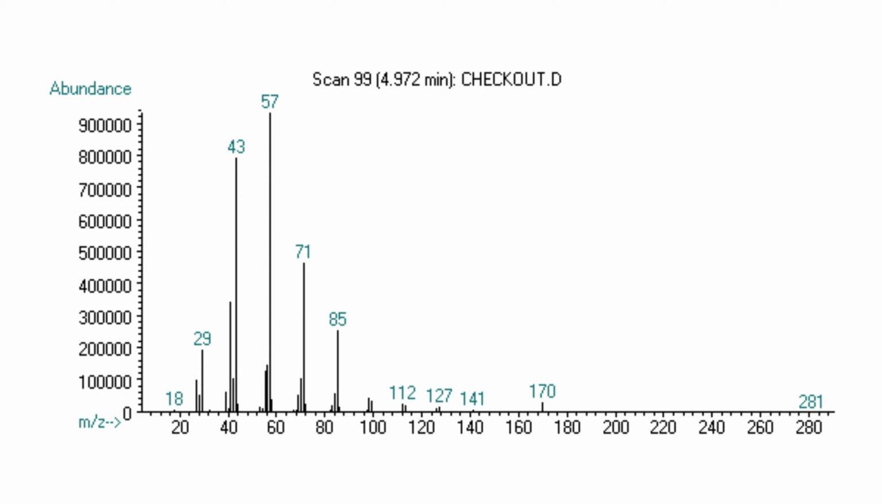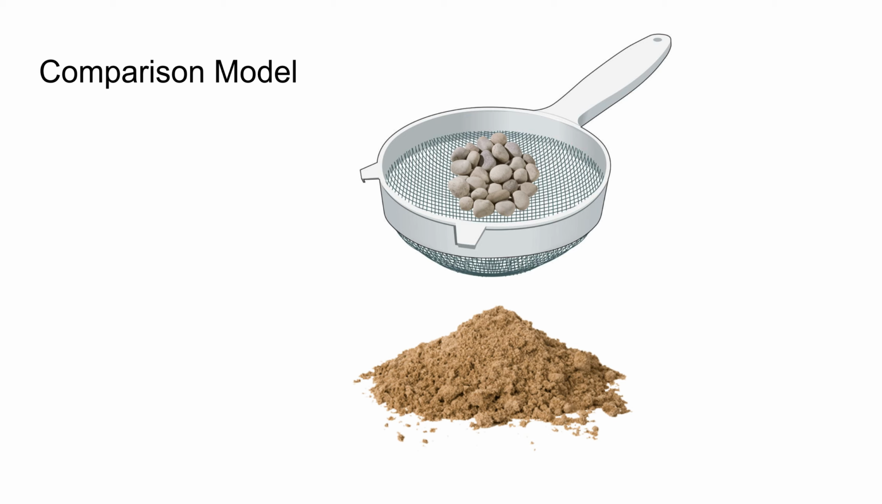And then the computer on the GCMS matches the sample's mass spectrum, which is just this graph, to other mass spectra in a database and reports a list of likely identities based on how close the matches are. And next, we'll talk about the comparison model.